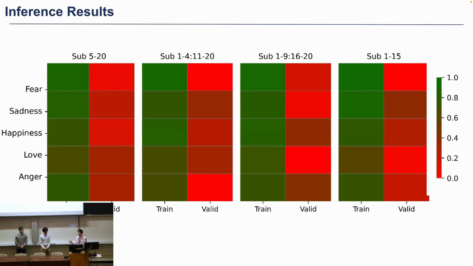Okay, moreover, we wanted to test if our model can generalize to unseen subjects. So these are 4 different models trained. This one's trained on only subjects 5 through 20. This one's 1 through 4 and 11 through 20 and so on. And you can see that they just completely collapse on held out subjects. So this is a disappointing result in some ways, but it's good to know.